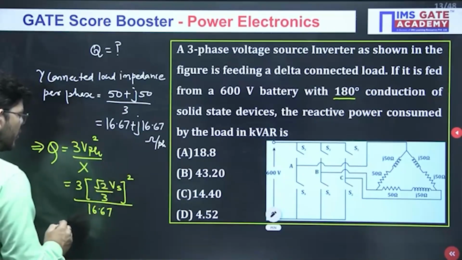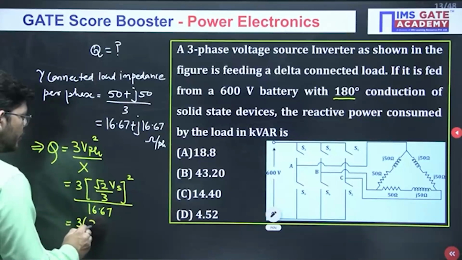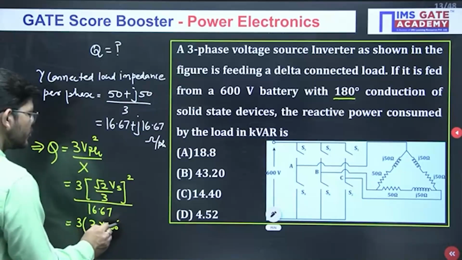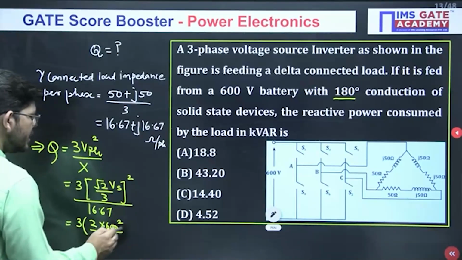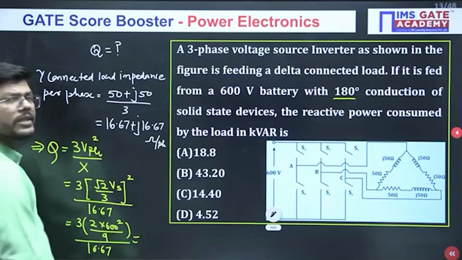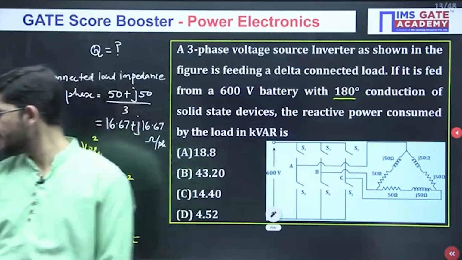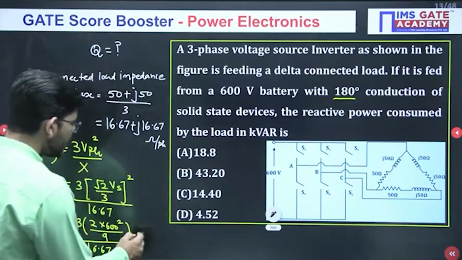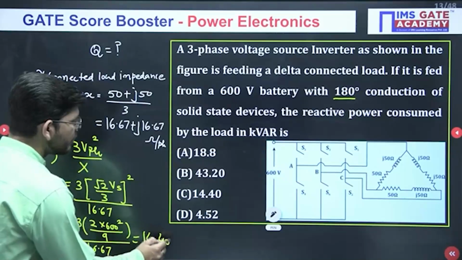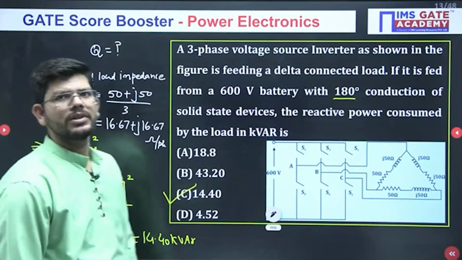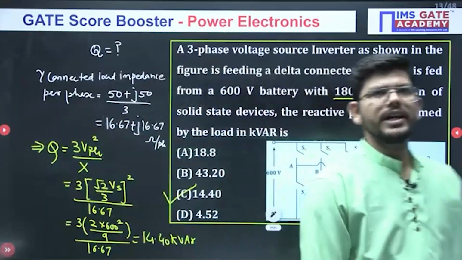16.67. So ultimately what we will be getting, just see. It will be 3 into 2 Vs square, how much is the value of Vs? 600 square divided by 9, and finally it is divided by 16.67. Okay, so what answer will we be getting? We will be getting 14.40 kVAr. Okay, the answer will be 14.40 kVAr, which is given in option C, which will be the right option. This is how you have to proceed for this kind of question.